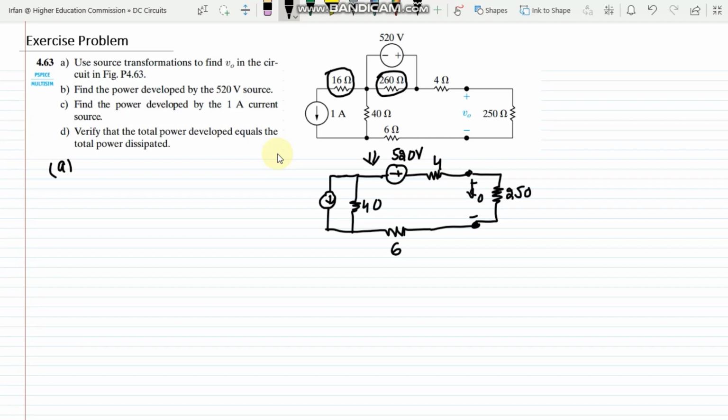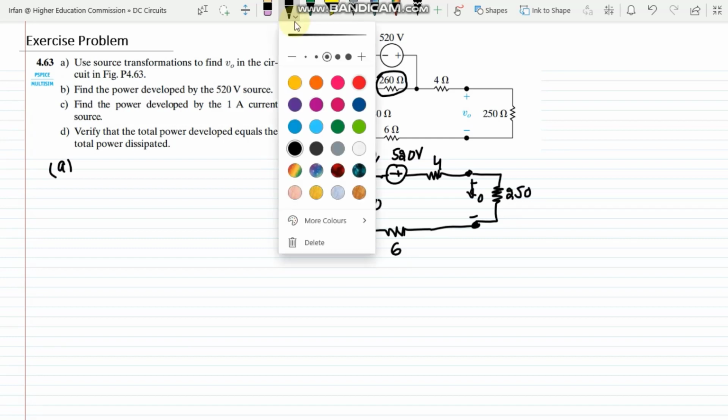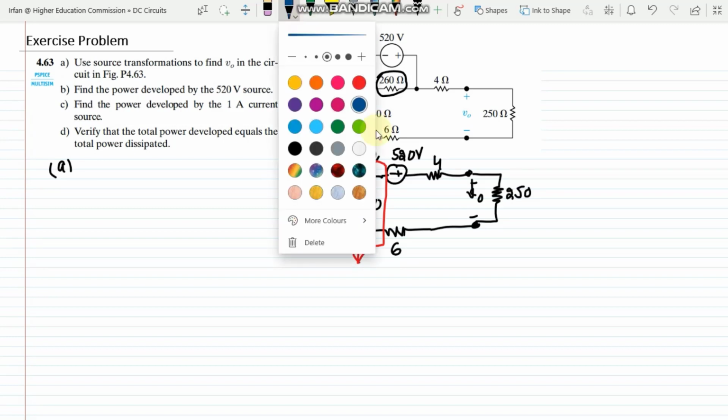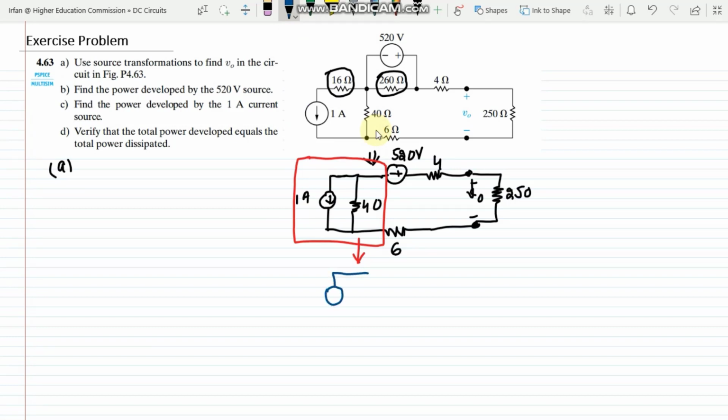Now this is the first transformed circuit, and we have to transform it again in order to find the voltage V naught. Here, in red, we can clearly see the current source, and along with it a resistor in parallel with the current source. So we can easily transform it into a voltage source and a resistor. In the transformed version the polarity will be positive and negative. The resistor in series with the transformed voltage source will be the same as the one that was in parallel with the current source.